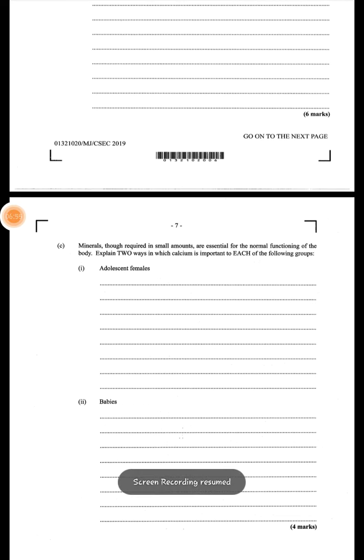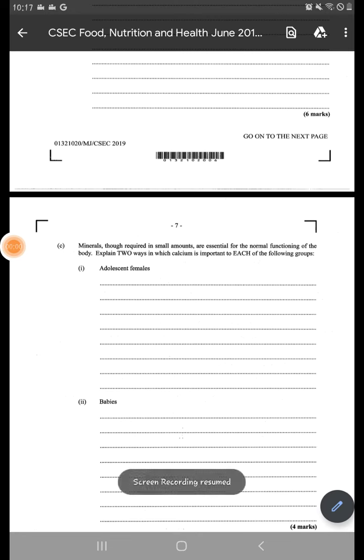Alright, so our next question. Minerals, though required in small amounts, are essential for the normal functioning of the body. Explain 2 ways in which calcium is important to each of the following groups. Alright, so now I need you to tell me down below why calcium is important for each of the groups below in the comments. But before we get there, calcium is a nutrient that we all need. We know that, right? So here are my reasons.